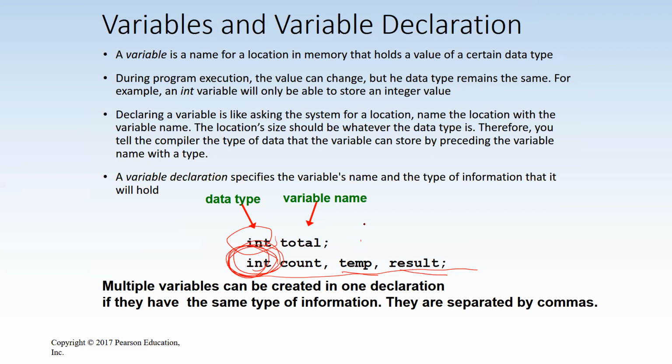With this, you can also just do this: int count, semicolon, and the next line, int temp, semicolon. The next line, int result, semicolon. It's the same as this one, okay?